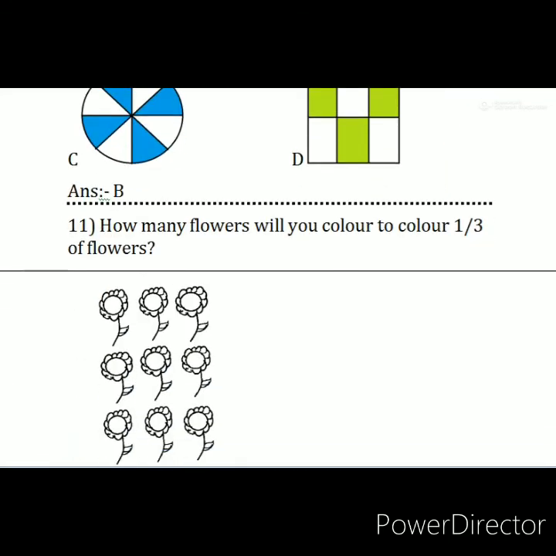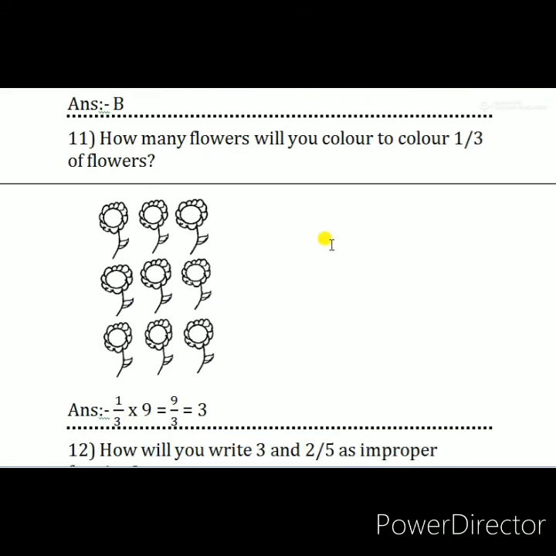Question number 11 is, how many flowers will you color to color 1/3 of the flowers? First we have to count the total number of flowers. Total there are 9 flowers. We have to find the 1/3 of 9. Here the first method is we can count one by one. We have to divide these 9 flowers into 3 equal parts. See, first part, second part and third part. In each part there are 3 flowers. So one part is 1/3 of the total flowers.